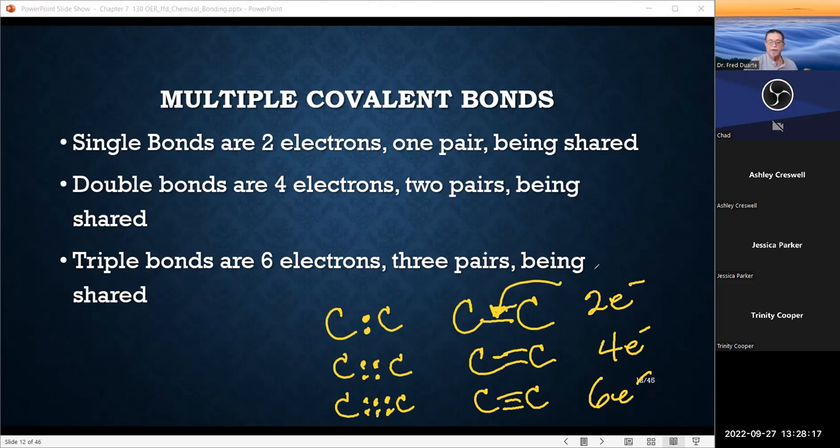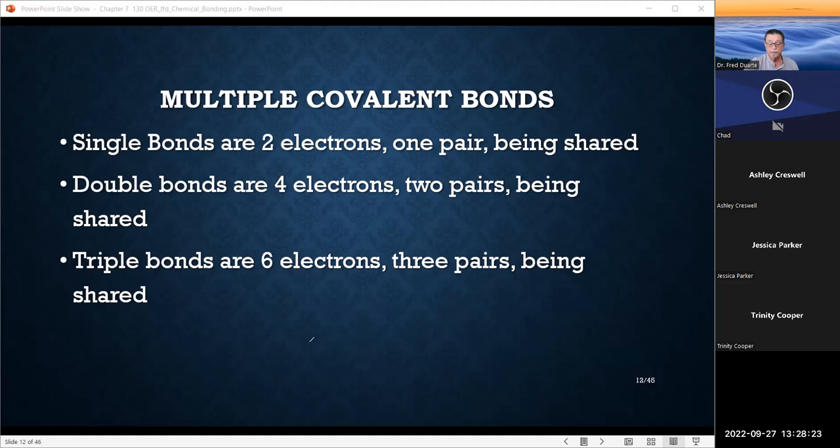That is a bond. And those electrons in that bond are being shared amongst those 2 atoms. So let me redraw this again with the 2 electrons. So these 2 electrons, we have sharing going on. So they're shared with the carbon on the left and shared with the carbon on the right. Okay.